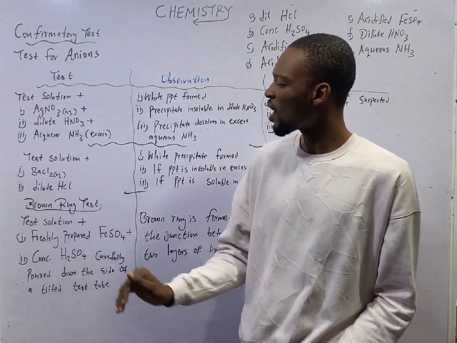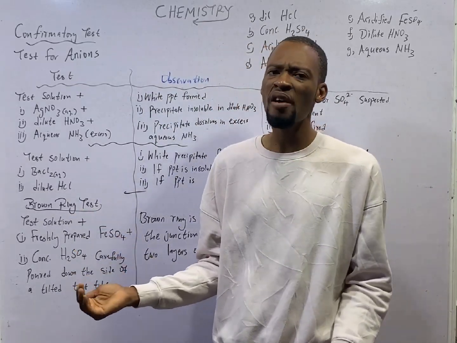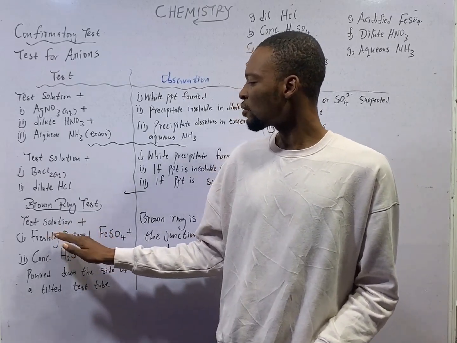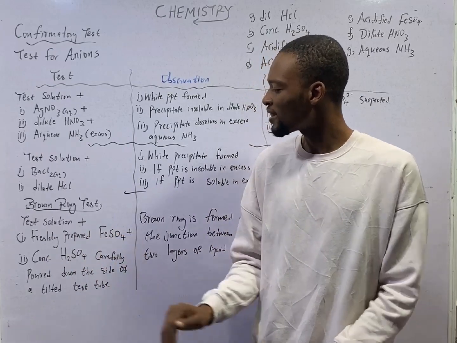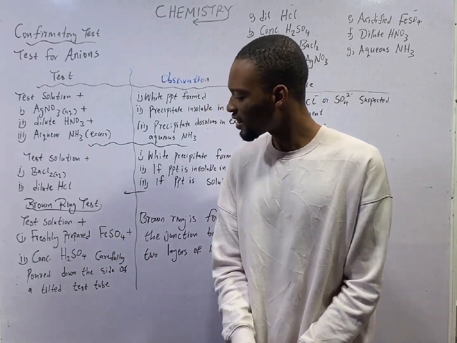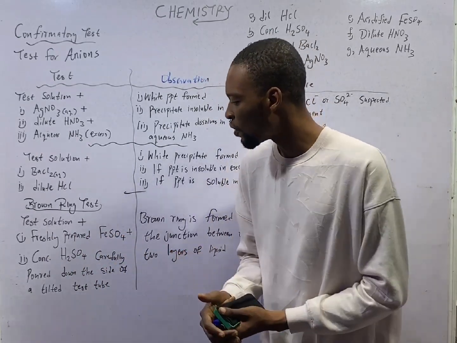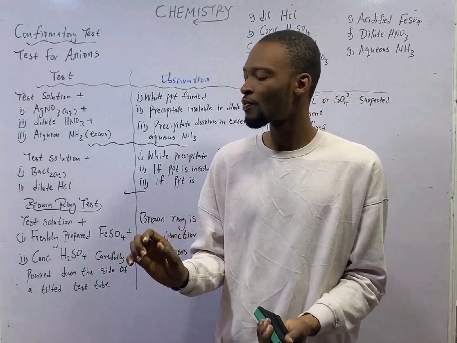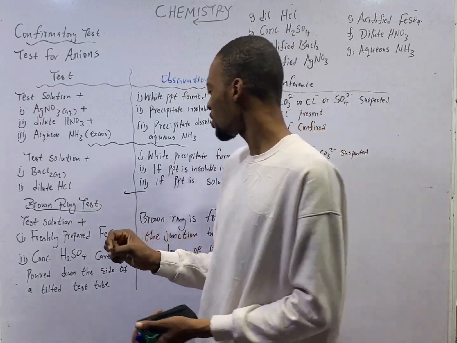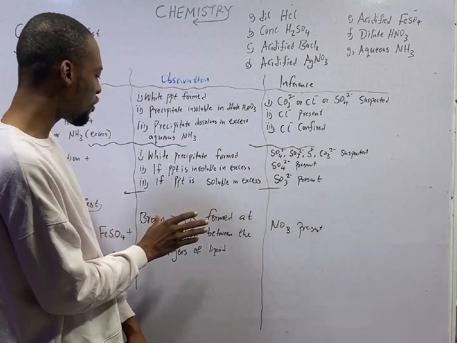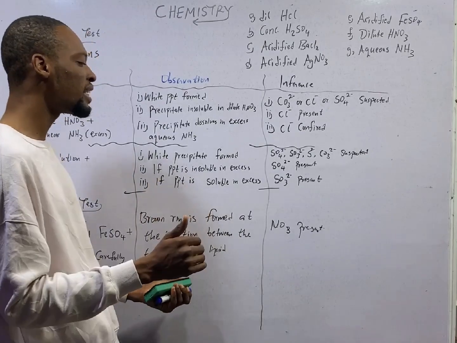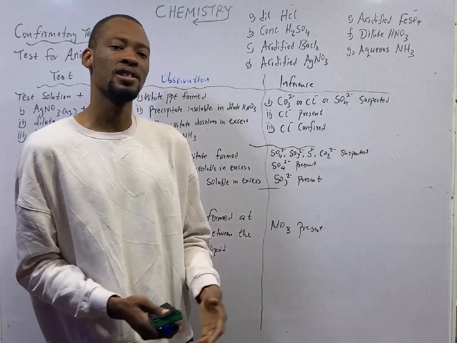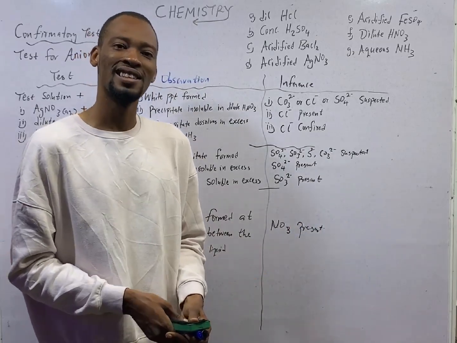And let's look at the brown ring test. Brown ring test is simply adding to the test solution freshly prepared FeSO4 and conc H2SO4, carefully poured down the side of a slanted test tube. If you do this and you discover that a brown ring is formed at the junction between the two layers of the liquid, then NO3- is present. This is the brown ring test.